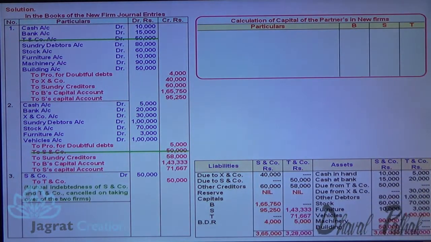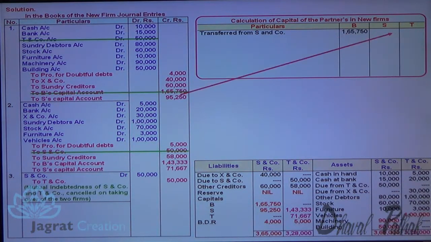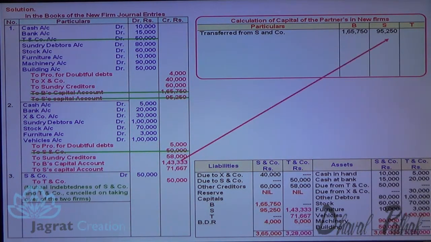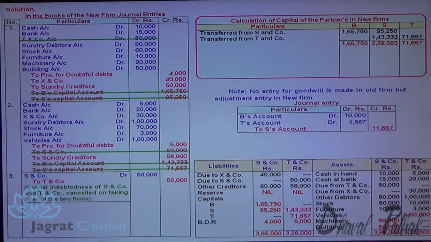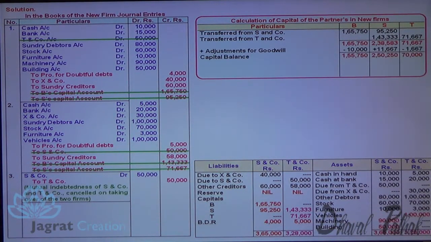Now, there is capital adjustment. See, this is the capital of B, this is the capital of S. Once again, S is a common partner. So, capital of S and capital of T. These are the capital balances transferred to the new firm. Now, you are required to write down this journal entry in the books of the new firm: goodwill adjusted to the capital accounts of the partners. So, B account debit, T account debit, to S account credit. So, this is the capital balance.